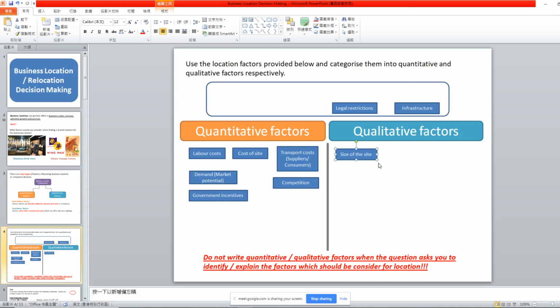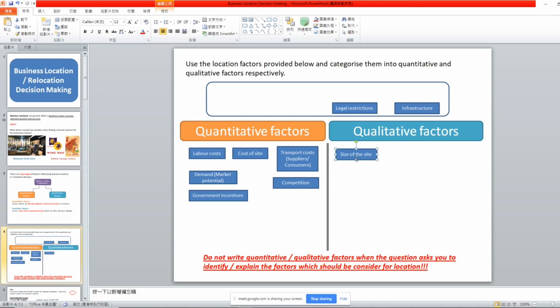Let's use a factory as an example. A factory needs a large environment for production, so the size of the site is a factor they have to consider. But if you're talking about a bubble tea shop, compared to the factory, they don't need that much space. Even when there is future expansion, they don't really need a huge space, and that will affect where they choose the location.